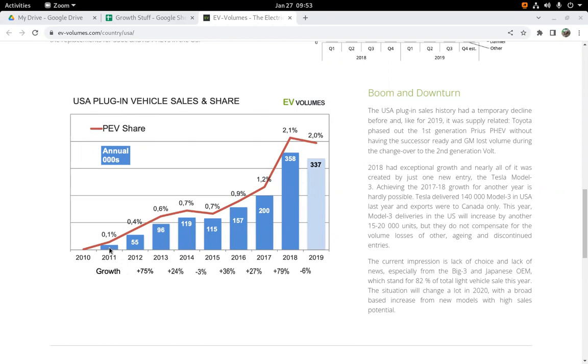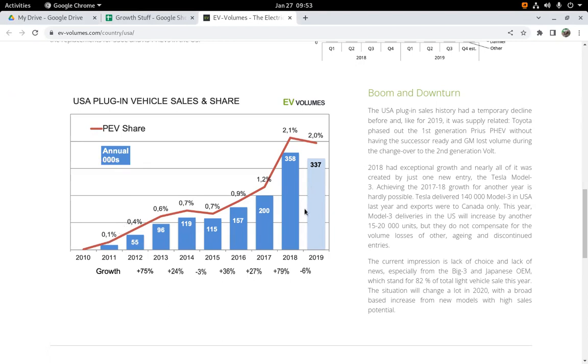2011, they don't have a number. I didn't see it on the page. But it looks like they're showing there's a growth rate of plus 75% from 2011 to 2012. So if I back off that 75% from the 55, I think I'm going to get about 30. And that's not 55 cars, that's 55,000 cars, annual in thousands there.